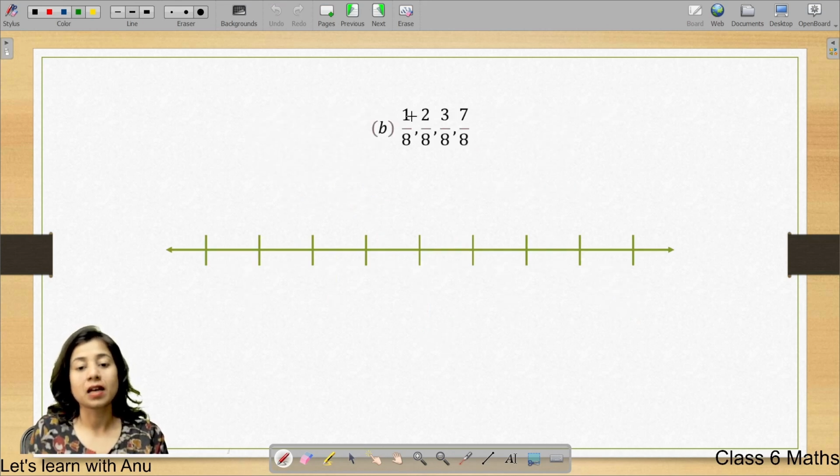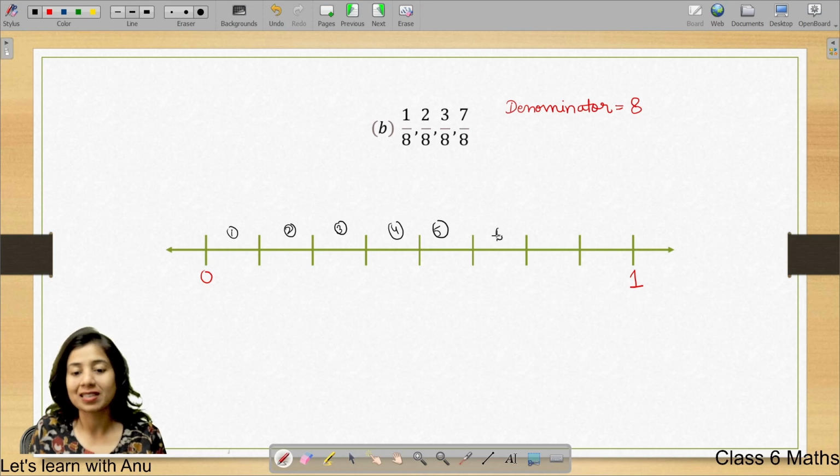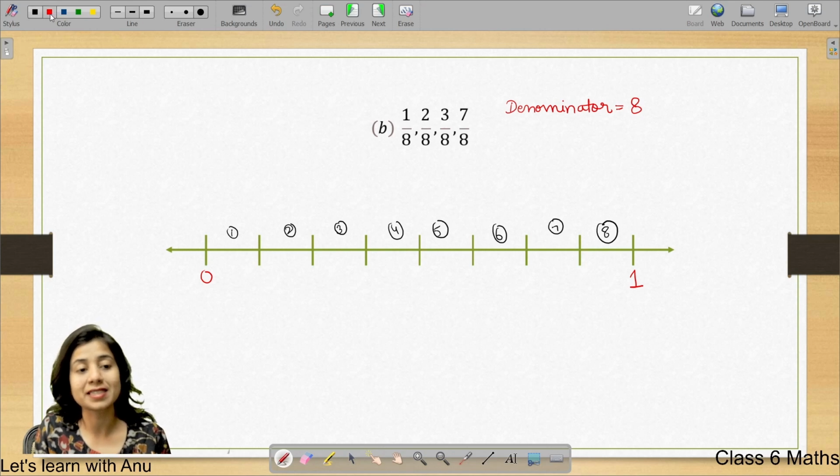B part is 1 by 8, 2 by 8, 3 by 8 and 7 by 8. In this the denominators are same. So denominator is 8. So we are going to divide the length between 0 and 1 into 8 equal parts. Let's check it out. 1, 2, 3, 4, 5, 6, 7 and 8. Now the next step is to plot the points. Let's do it. So first one can be written as 0 upon 8.